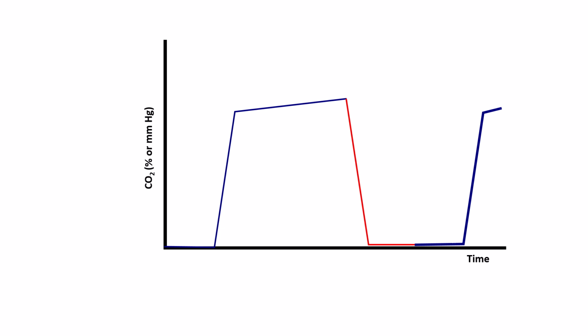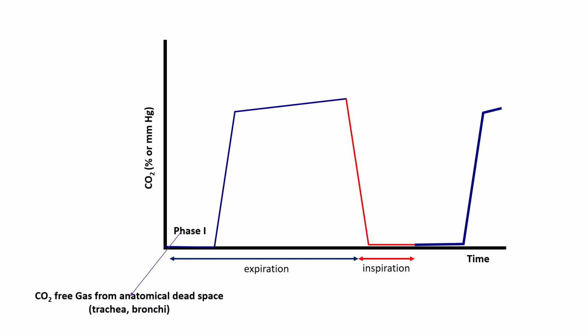Phase 1 corresponds to early exhalation, during which gas from the anatomic dead space is expelled. Since no gas exchange occurs in this region, the exhaled gas contains no CO2 and the waveform remains at baseline. Phase 2 is the ascending phase. Here, CO2-rich alveolar gas begins to mix with dead space gas, causing a rapid increase in CO2 concentration. The steepness of the slope reflects the uniformity of alveolar emptying.